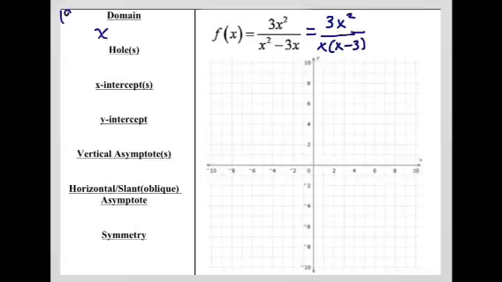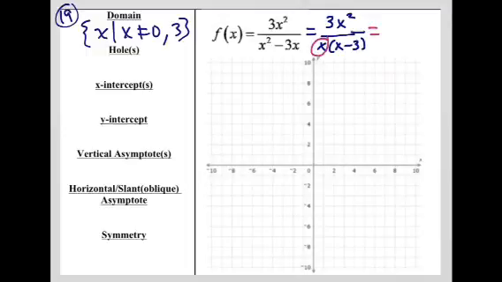Alright, so the domain for this one, this is number 19, is all x such that x cannot be 0 or 3, because those are the numbers that make the denominator 0. This one does have a hole, because this x cancels with one of these x's right here, so there is a hole at 0. Okay, so you're left with 3x over x minus 3, and what you get is 0 over -3, which is 0. So there's a hole at 0, 0.